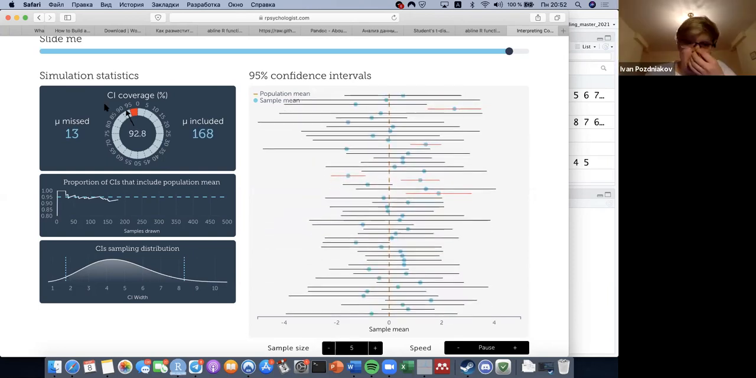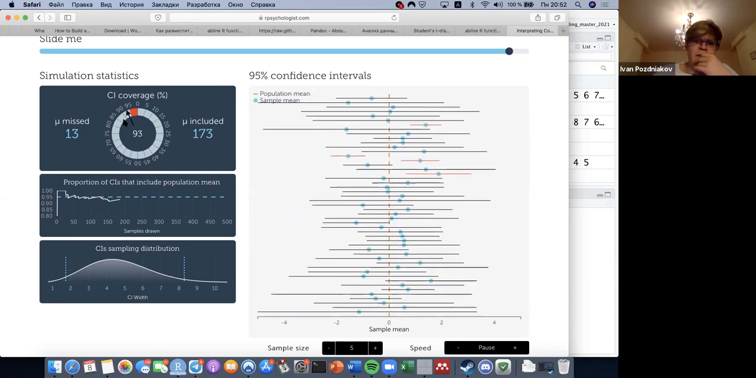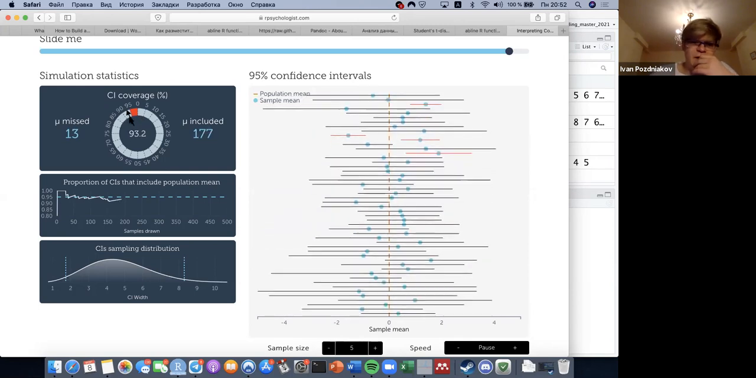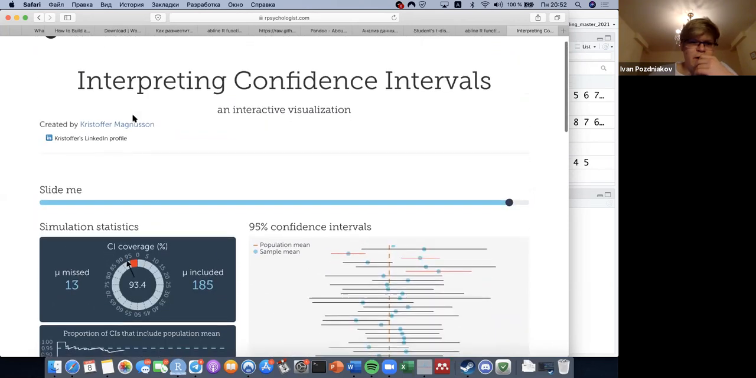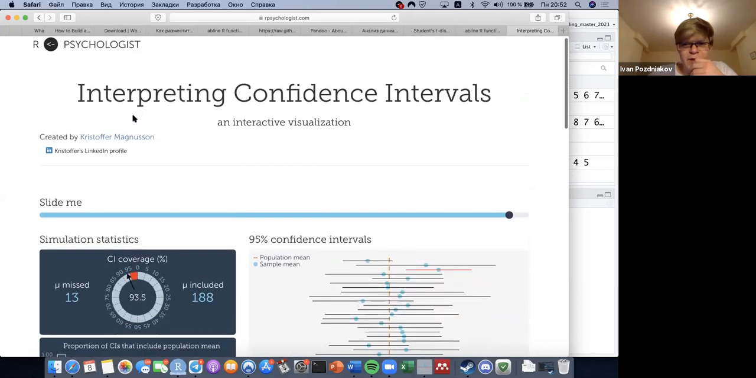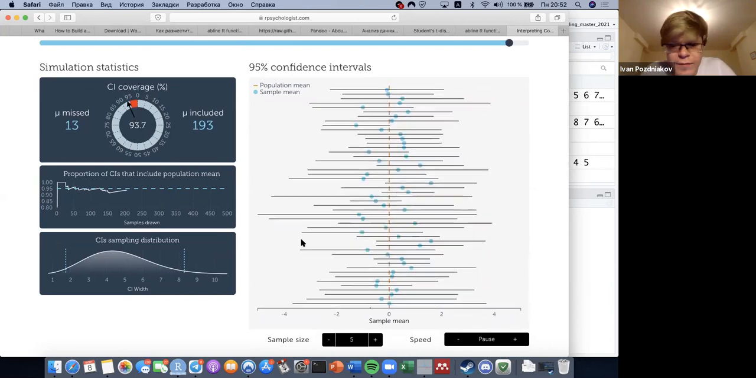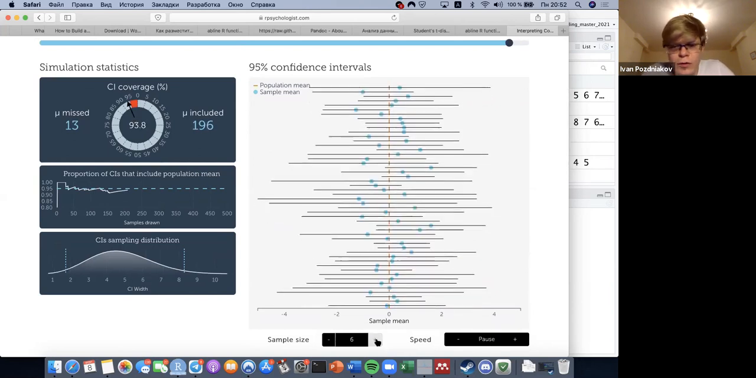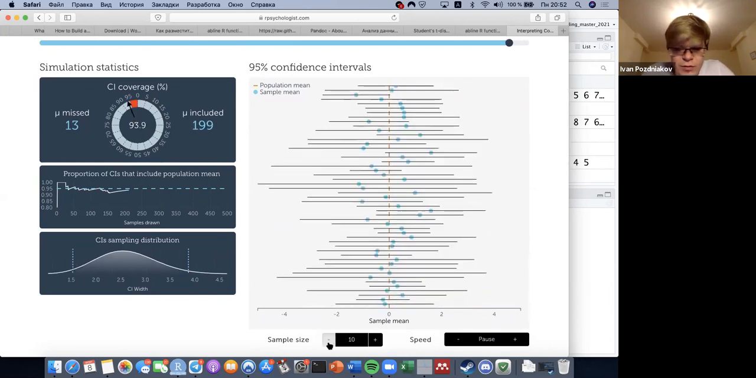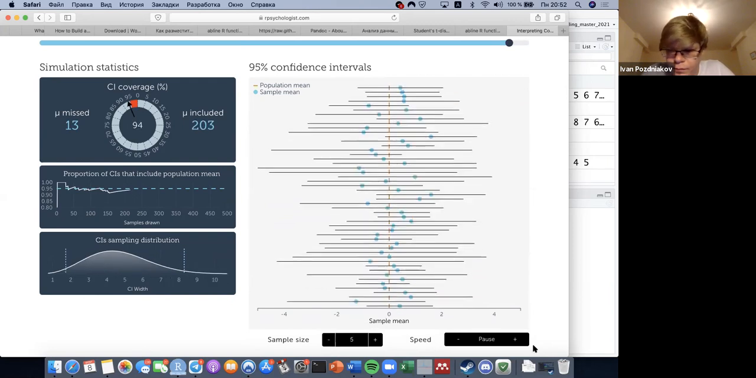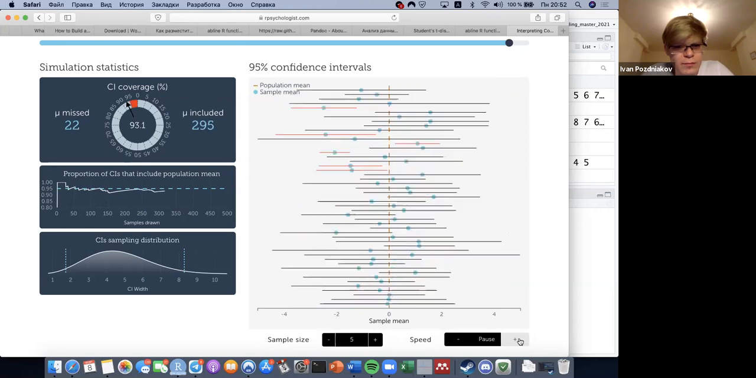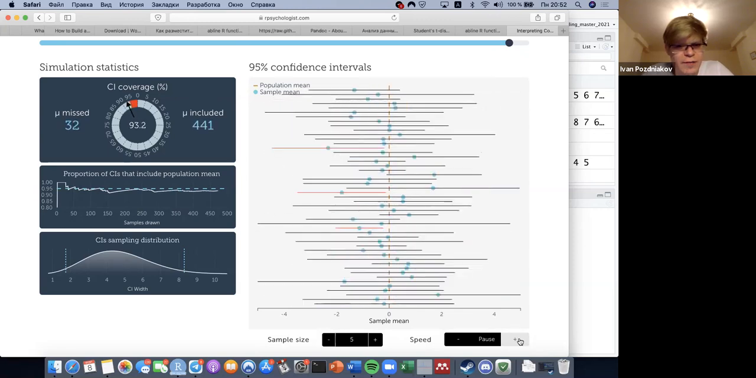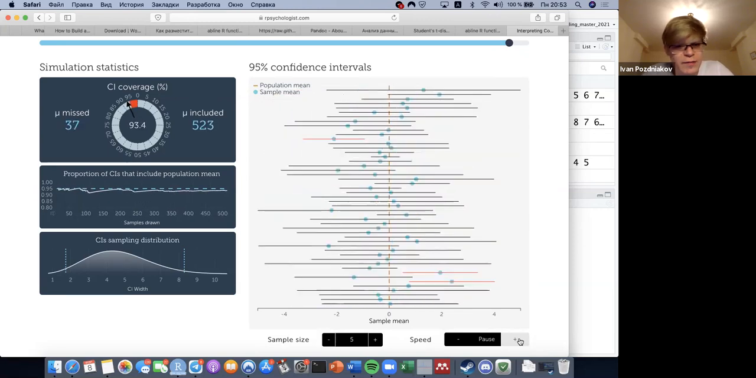mean. And you can see that after some trials it is 93%, but the actual confidence level is 95%. If you increase the speed, you'll get closer to this 95%, eventually.